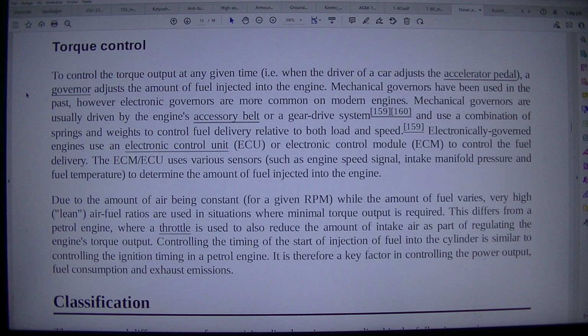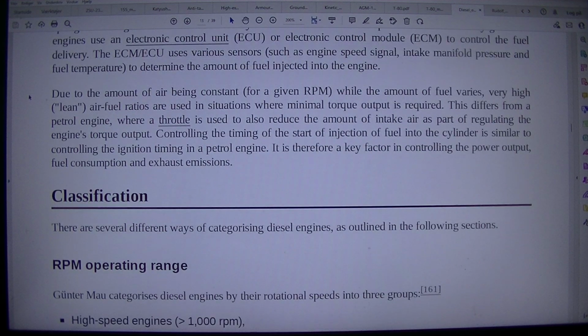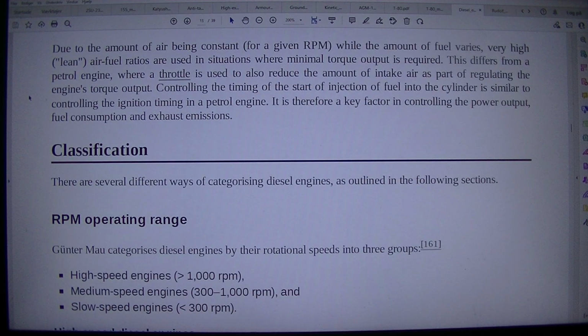Due to the amount of air being constant, for a given RPM, while the amount of fuel varies, very high, lean, air-fuel ratios are used in situations where minimal torque output is required. This differs from a petrol engine, where a throttle is used to also reduce the amount of intake air as part of regulating the engine's torque output.